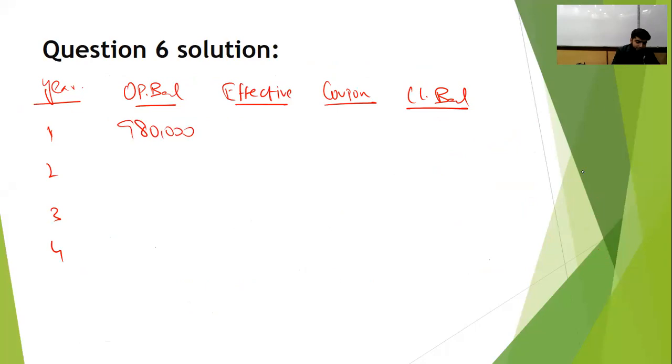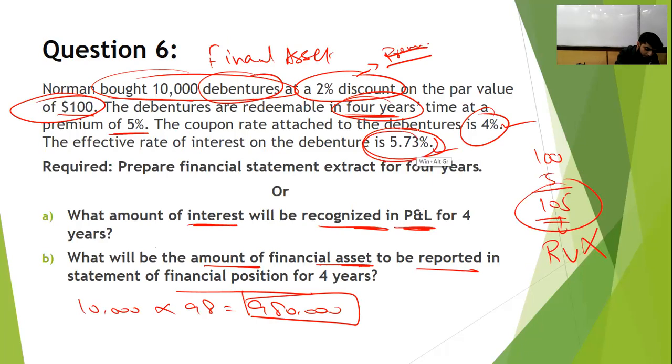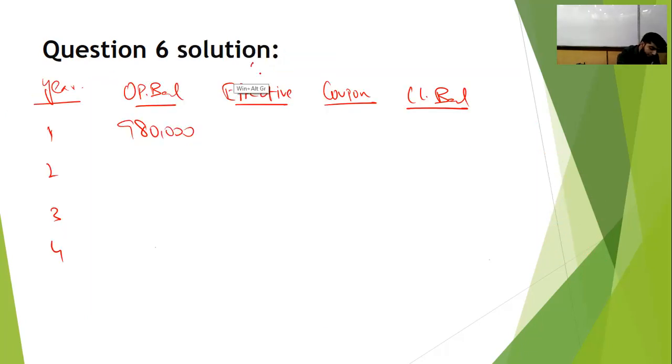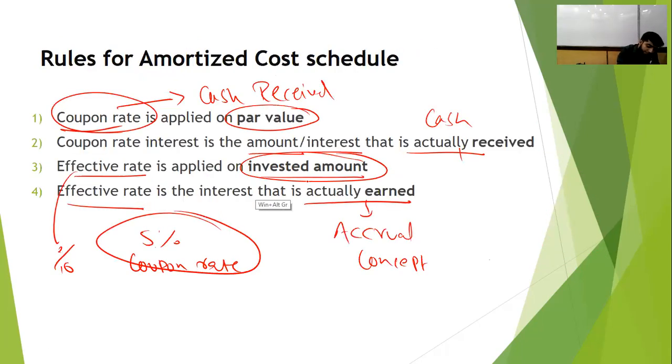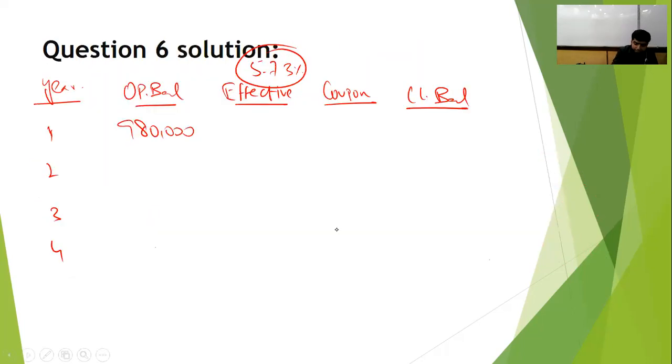Now, the other column is the effective rate. First of all, let me identify the percentage of the effective rate: it is 5.73%. And remember the rules: the effective rate is applied on the invested amount. And what is that invested amount? It's 980,000. So we will be applying the effective rate of 5.73% on the invested amount, and we will get 56,154, that is the effective interest.